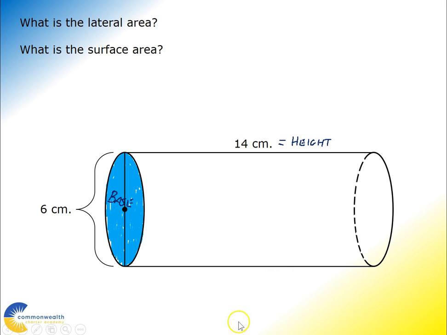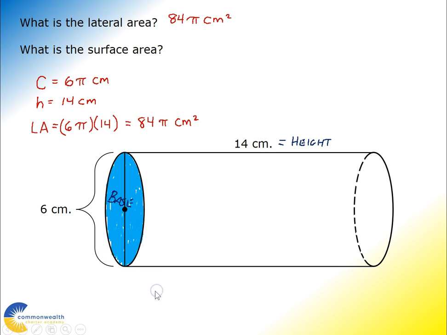So, to find the lateral area, I had to do the perimeter of the base, or the circumference in this case, times the height, and that's going to be 6 pi centimeters times 14, which gives me about 84 pi square centimeters. In this one, I'm leaving it in terms of pi, which is okay. On the practice quiz, you were given multiple choice items, and they were in terms of pi.